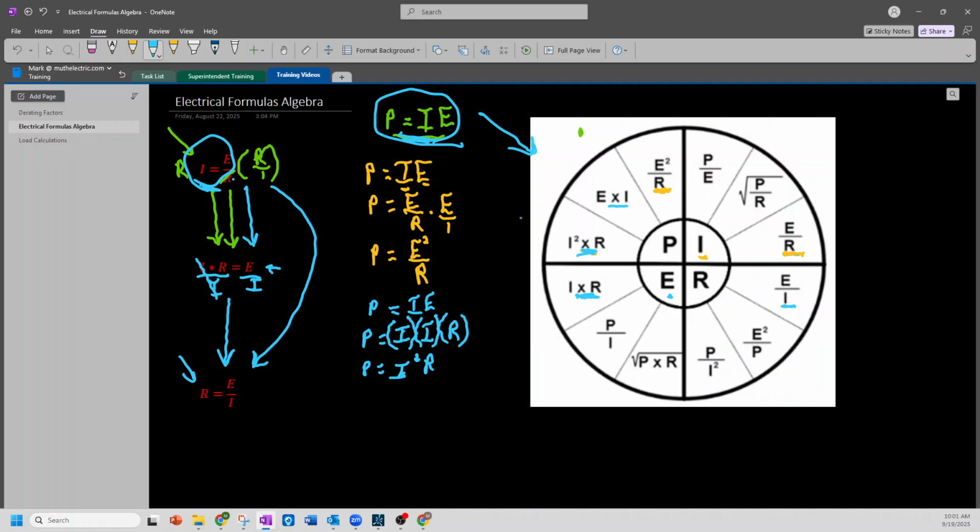Now, we have all three of these formulas. Whoops, for some reason that disappeared. We have all three of these formulas. From here, we can get these other 6 formulas.